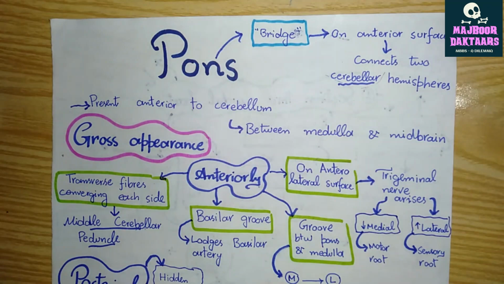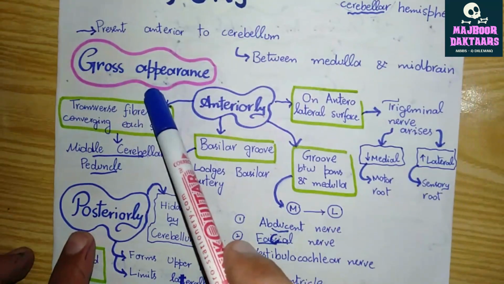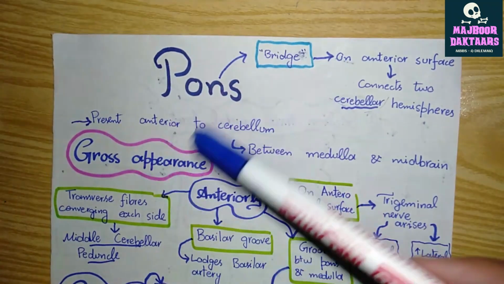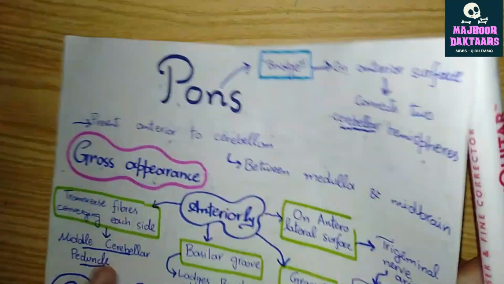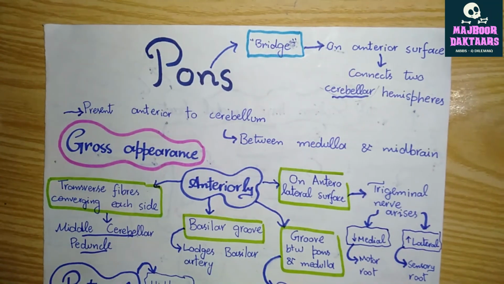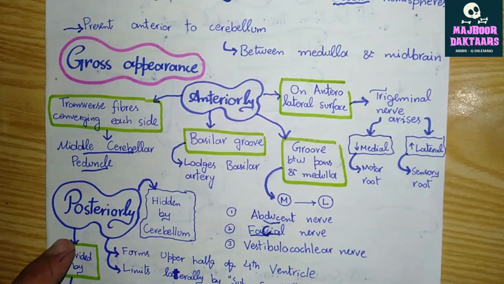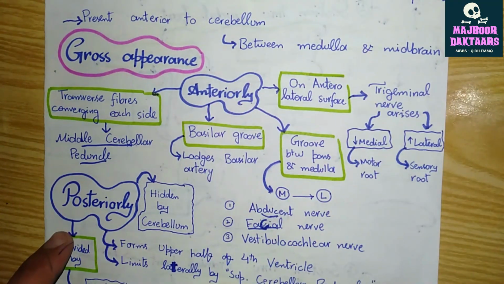Since it is a lecture of neuroanatomy, we are concerned with gross appearance and the internal structures of the Pons. I have tried to summarize the whole lecture in one page, so please be sure to note the whole lecture along with learning. So let's start.